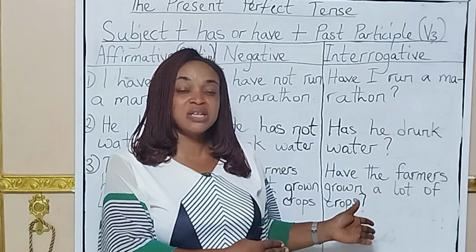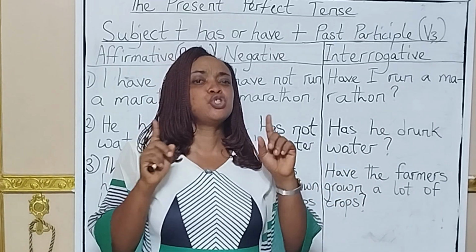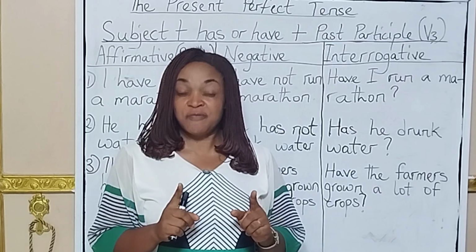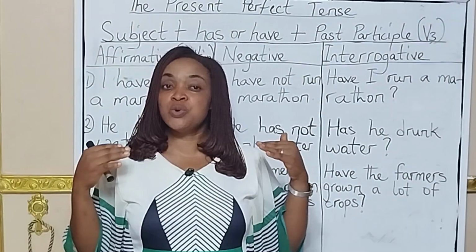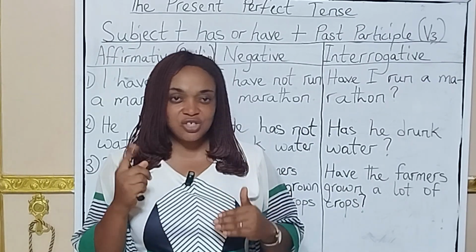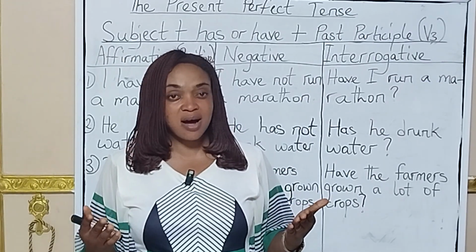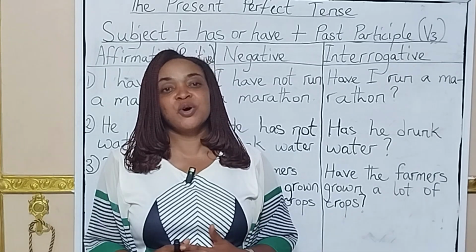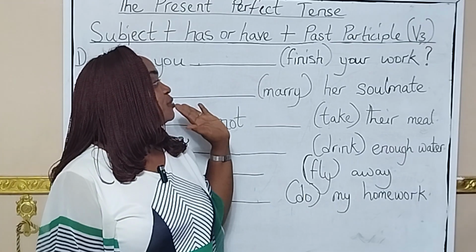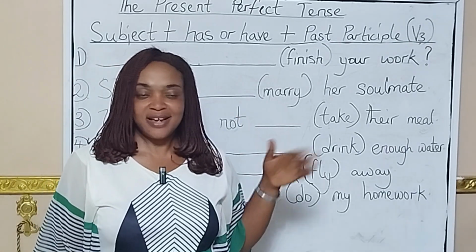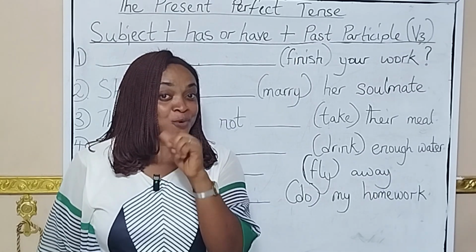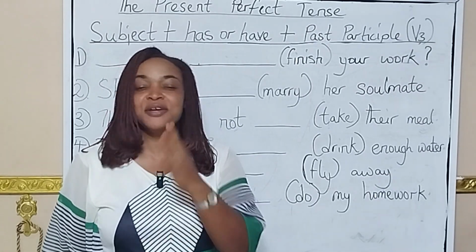Therefore, for you to know this and do it properly, you must know the past participle of all the verbs before you can do it appropriately. And you will always bear in mind that when it is the third person singular, he, she, it, we take has, but the rest of the persons would always take have. Don't forget. Okay, we're going to do these exercises in order to see how far we've grasped the lesson. Don't go anywhere. The more you practice, the more you learn.